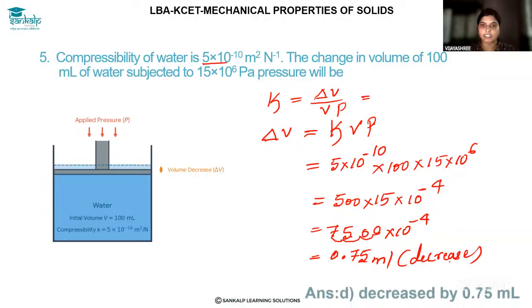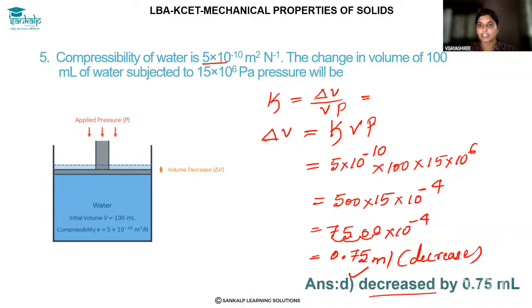So the right answer here is option D, decreased by 0.75 ml. Not 75, it is 0.75 ml decrease. Okay, thank you.